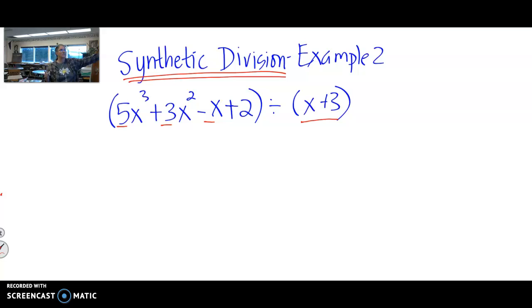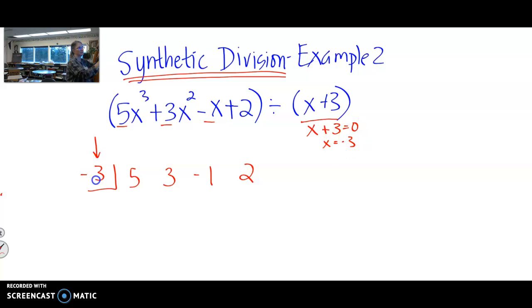So the steps are, we're going to write down our coefficients, and there are no missing terms, so I don't need to worry about that. And the number that goes here is whatever makes this equal to 0, which is negative 3. So put the negative 3 in the box, draw a line, leave some room. First step, drop down the 5, and then you're going to multiply. Negative 3 times 5 is negative 15. Then add, and then multiply.